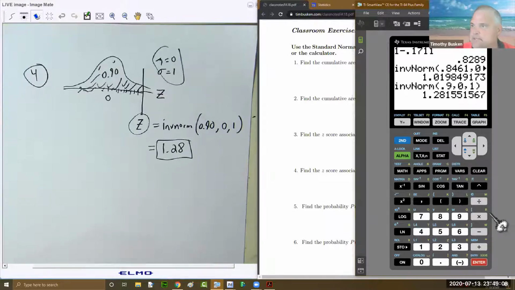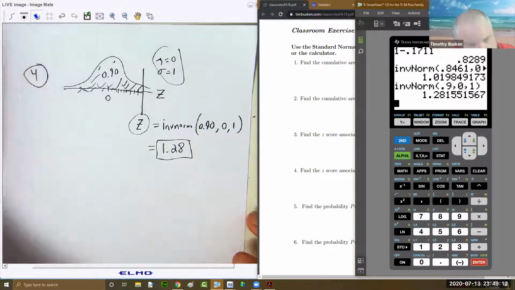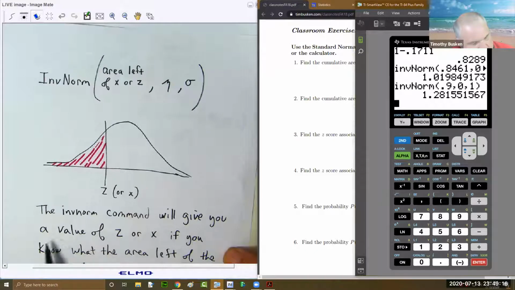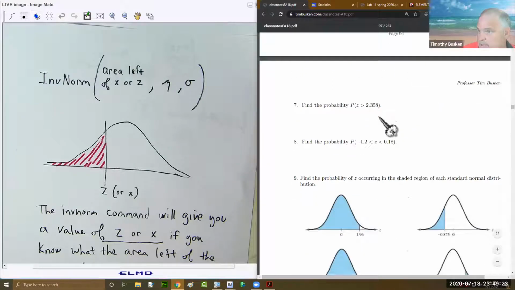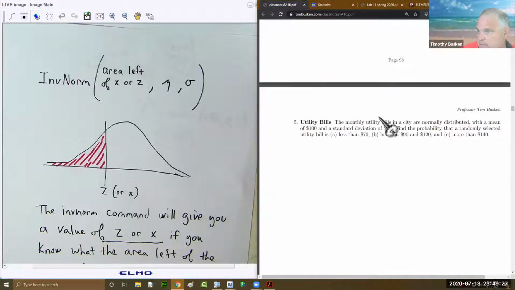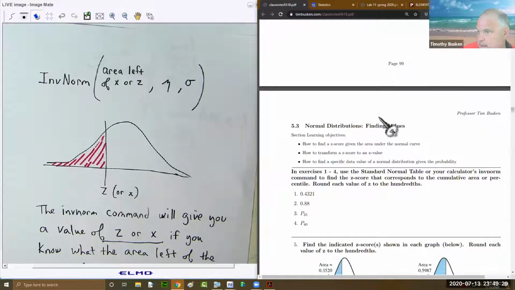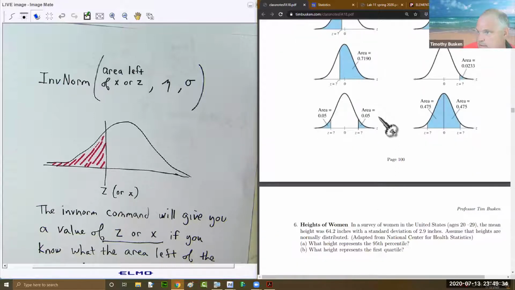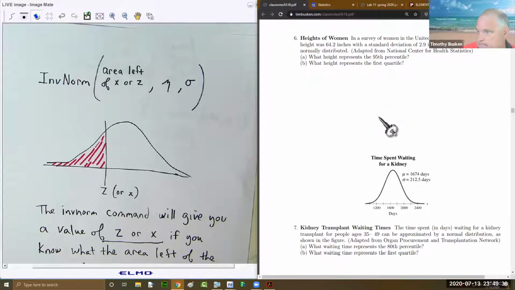Okay, so there are some other uses for inverse norm, because as I was saying earlier, the inverse norm command will give you a value of Z or X for a normally distributed random variable X. So let's take a look at some questions that are having us use that. Let's take a look at number 6 here.